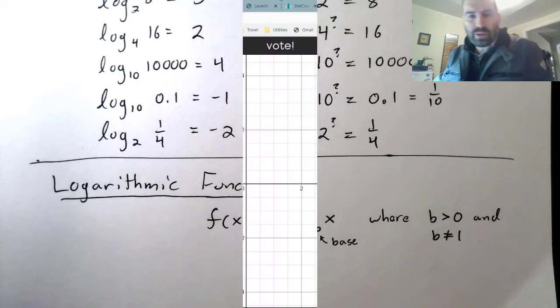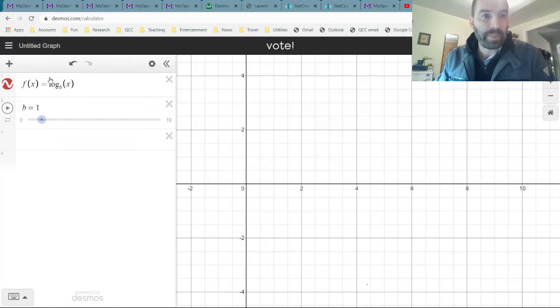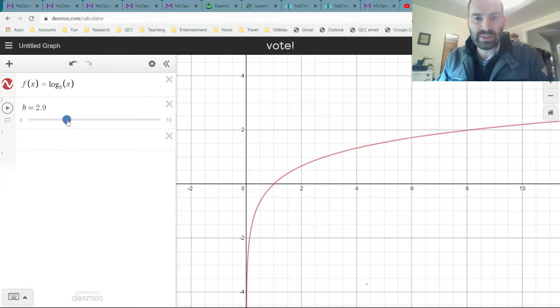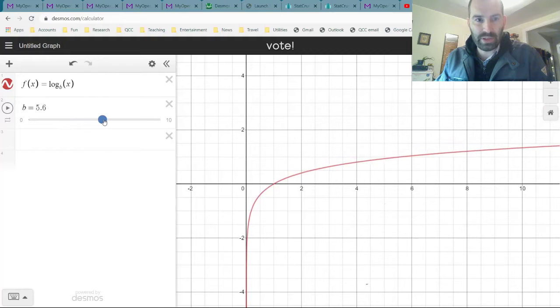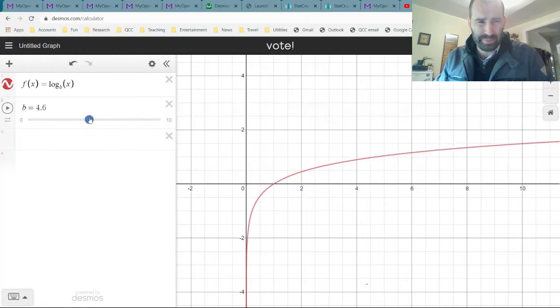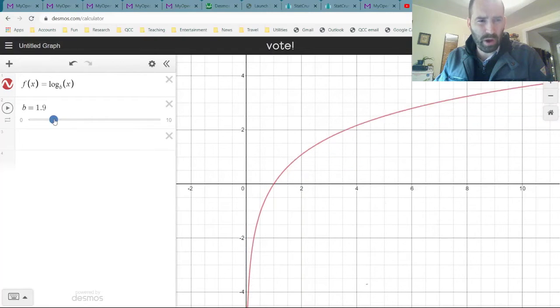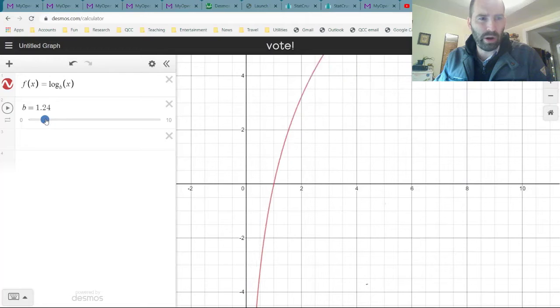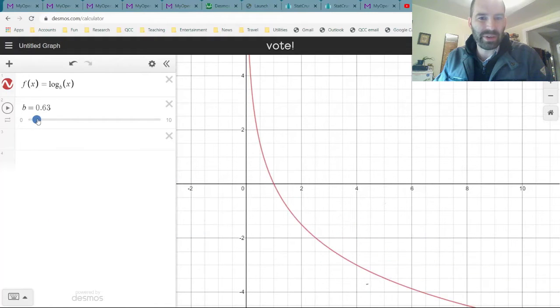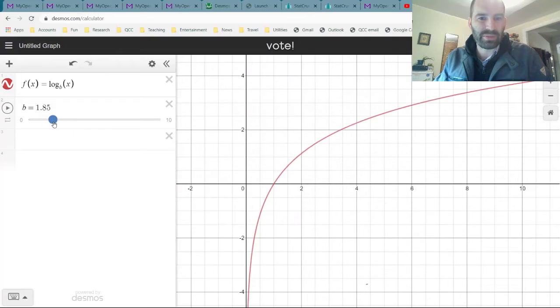So let's take a look at what these look like. Here I've got it set up: f of x equals log base b of x. Let's look at b equals 2 here. If I increase the base, the function flattens out. It grows less and less. If I decrease b towards 1, remember b is not allowed to equal 1, so the graph actually goes away when I get there. If I go less than 1, it's the same thing but upside down. It flips upside down.